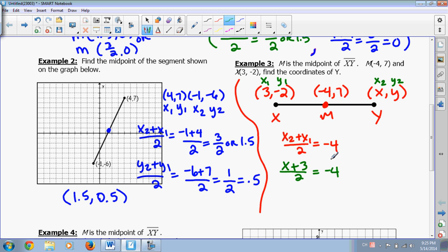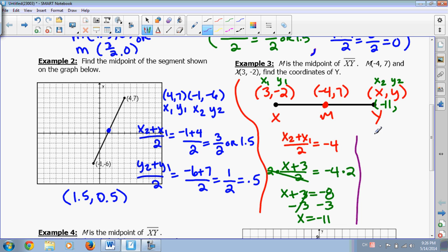So we're actually working backwards here to solve for x. In order to figure out what our endpoint x is, we're going to have to get rid of the divide by 2 by multiplying both sides by 2. So that cancels out the 2's here. So we just have x plus 3 equals -4 times 2, which is -8. And then in order to get the x by itself, we would subtract 3 from both sides. So x is equal to -8 minus 3, which is -11. So our endpoint x value over here would need to be -11. Now we need to find our endpoint y value.